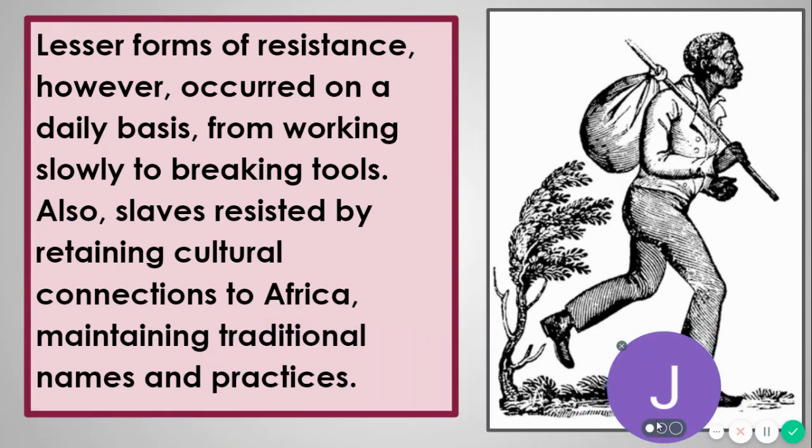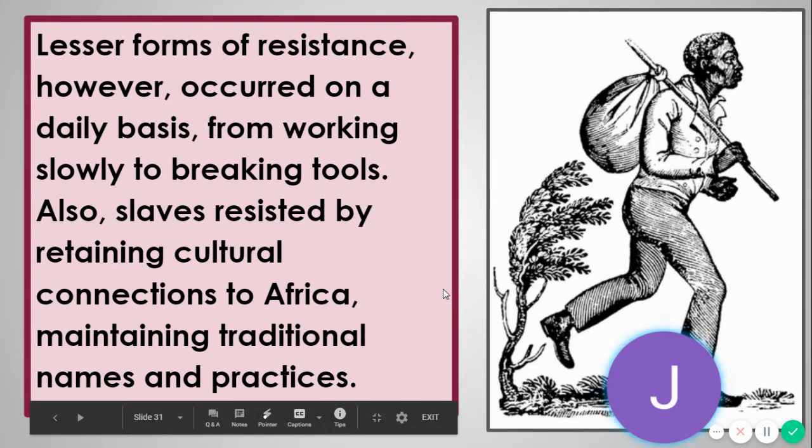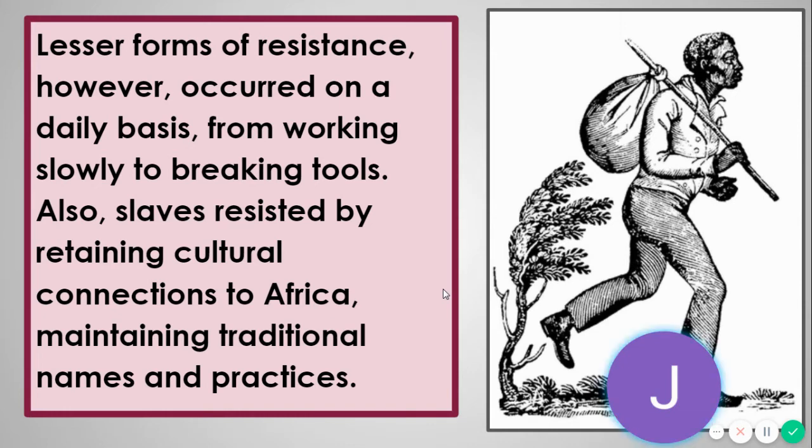All right. And then other forms of rebellion, of course, existed. These would be the covert types, and they could be working slowly, breaking tools, retaining cultural connections to Africa, trying to retain their names. They often were given English names, and their religion, different things like that. This image here is a sketch of somebody running away, so that's another form of resistance.